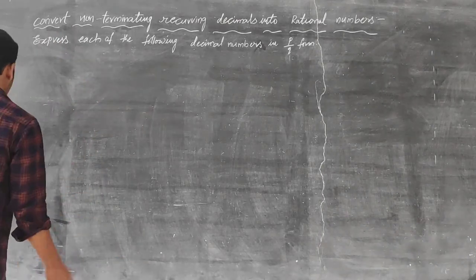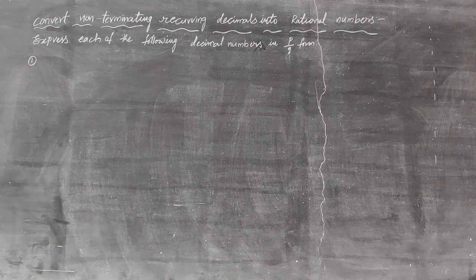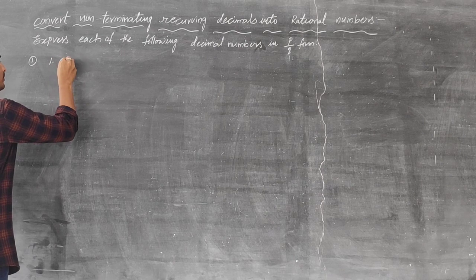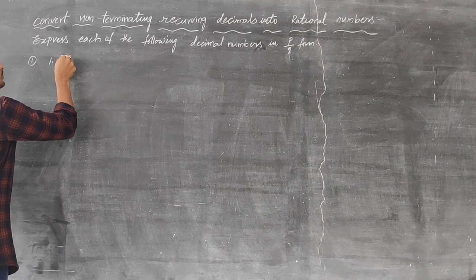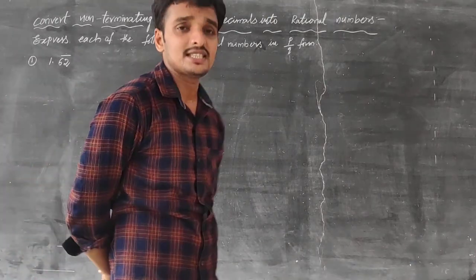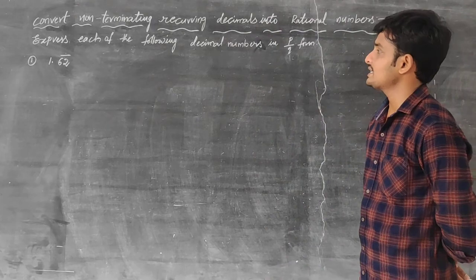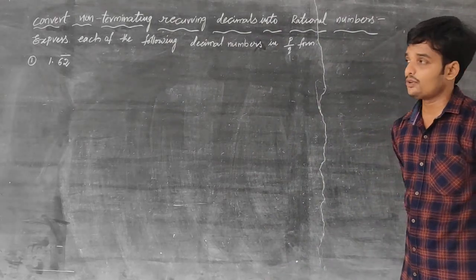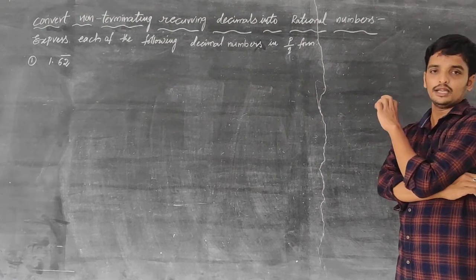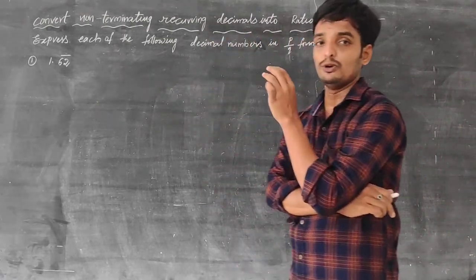In this way, I am explaining one question from our textbook: 1.62 bar. What is the question? 1.62 bar. Which type of decimal is this? This is a non-terminating recurring decimal. If a decimal number has a bar, then it is a non-terminating recurring decimal. So we have to convert this decimal number into P by Q form.